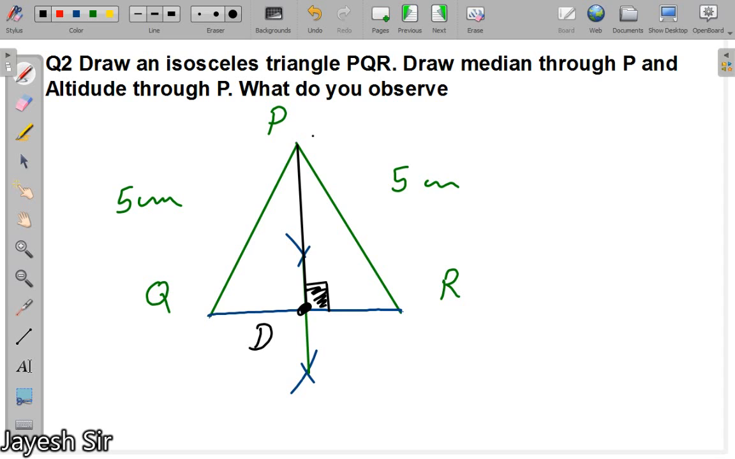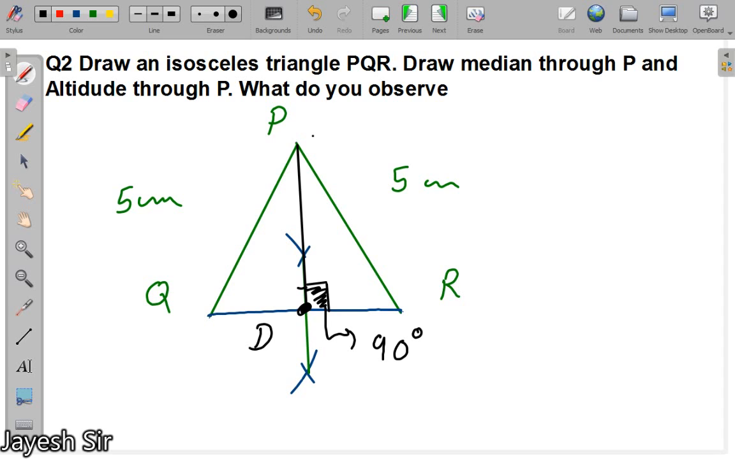And then we found the perpendicular midpoint of QR. Using a compass, we found the midpoint of QR. After finding the midpoint of QR, we joined P to that midpoint, and then I asked you to measure angle D. When you measure angle D, you will find that the value of this angle D is 90 degrees.